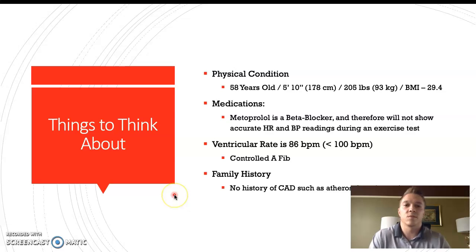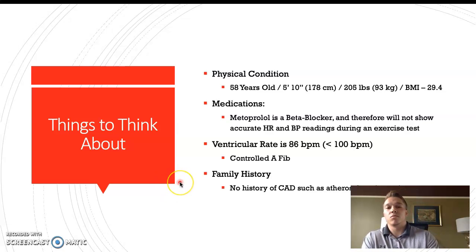Okay, so some things to think about here. George is 58 years old, 5'10", 205 pounds, with a BMI of 29.4. He's on metoprolol, which is a beta blocker, and therefore we know it will not show an accurate heart rate or blood pressure reading because his sympathetic nervous system is suppressed. He has a ventricular rate of 86 beats per minute, and so therefore it's controlled AFib, and he has no history of coronary artery disease in his family.